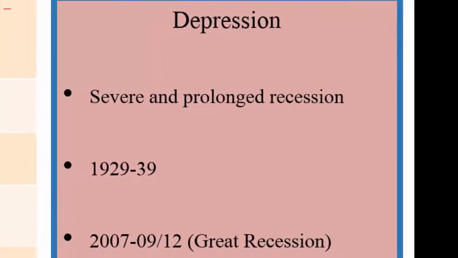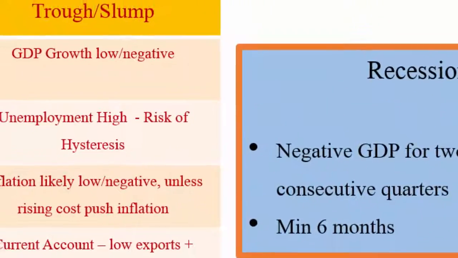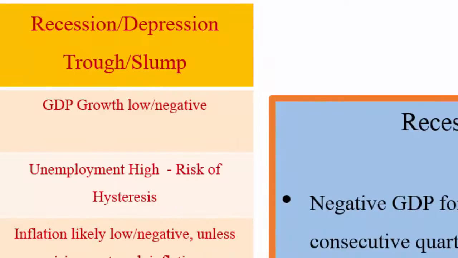So 1929 to 39 was the classic example of a prolonged recession. You could argue as well that 2007 to 9 or 2007 to 12 was quite like a depression, although commentators and economists are calling it the Great Recession, but it's kind of similar in its effects to the Great Depression, but not quite as large a scale. Although in some countries like Greece, they suffered quite severely during that period of time.